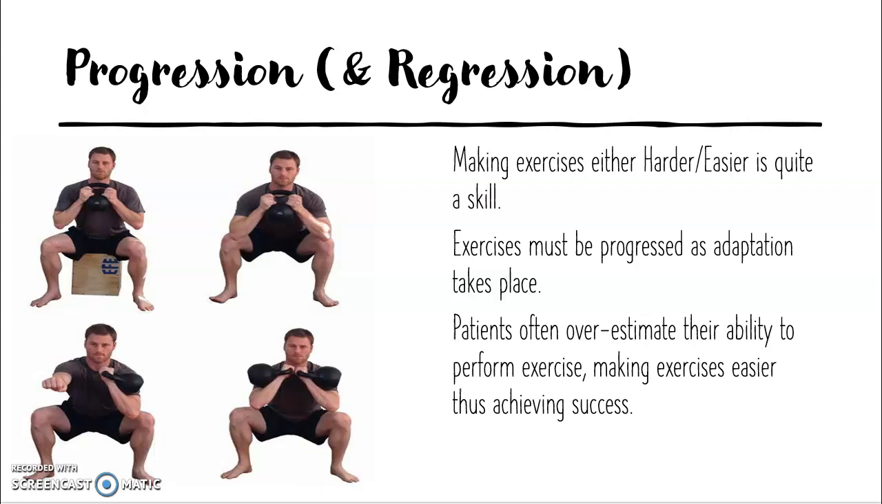And standing up again. Then what we can do is progress that by taking the box away, so they haven't got the support, so they have to be in a squat position. Here, we're going to asymmetrically load on the left side if we go bottom left. And then we can double load, so we can double the weight, thus increasing the resistance. So that's the classic example of progression and regression.